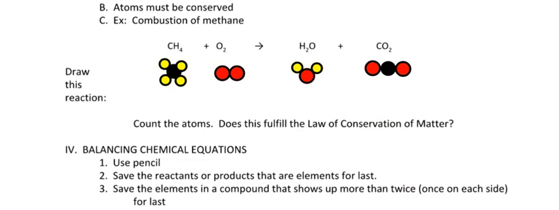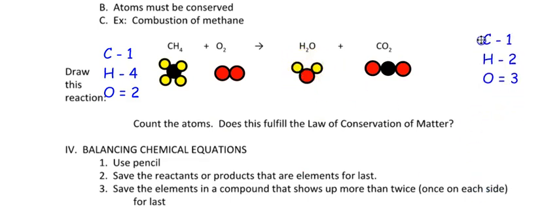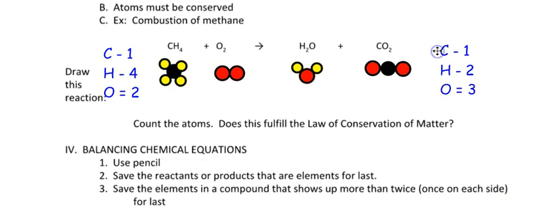There we go. So the question is, count the atoms. Does it fulfill the law of conservation? All right. So how many carbons are here? 1. How many hydrogens are here? 4. How many oxygens are right there? 2. So that's what we have on that side. How many carbons? 1. How many hydrogens? 2. How many oxygens? 3. So right now, have we fulfilled the law of conservation of matter? And the answer is no.